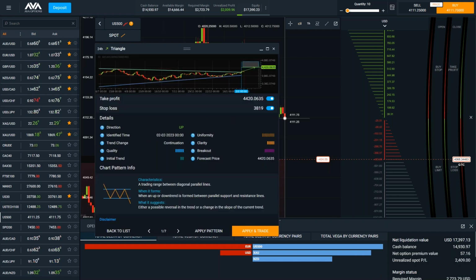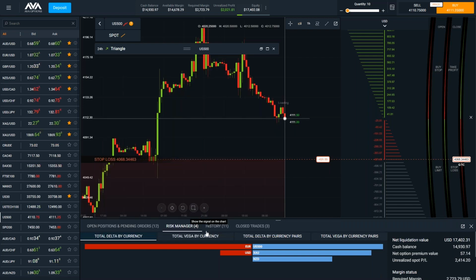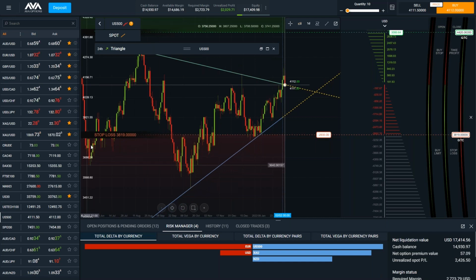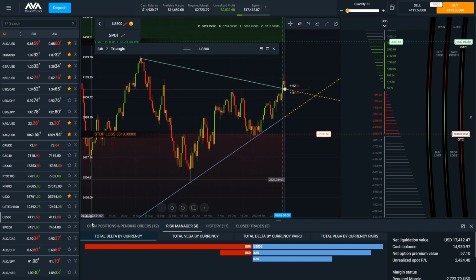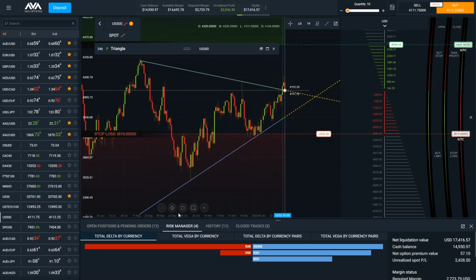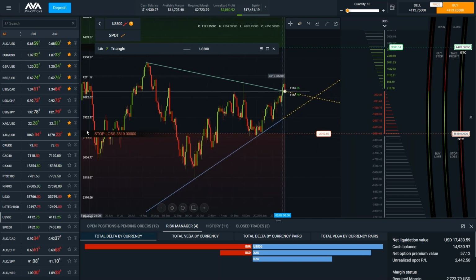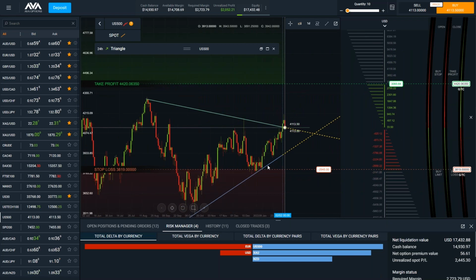If I click it, it gives me a little picture. It's showing what the pattern was, which was a triangle, and it predicts a breakout higher. It's a bullish signal, and it recommends putting in a take profit and a stop loss. I click Apply Pattern, and it puts that pattern right into our chart. So you can see exactly what they're recommending. I just have to shrink the chart a little bit. So you can see it's recommending a take profit and a stop loss.